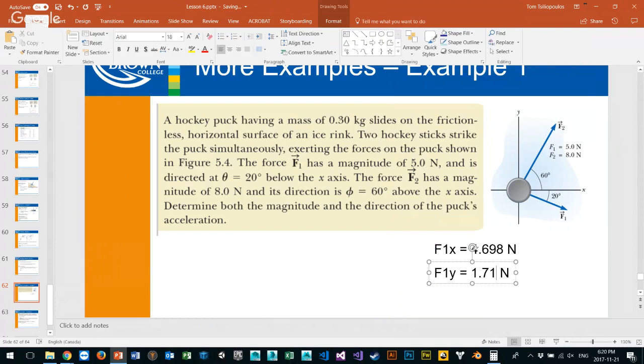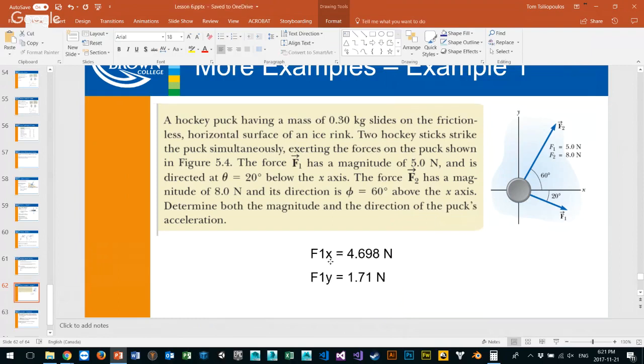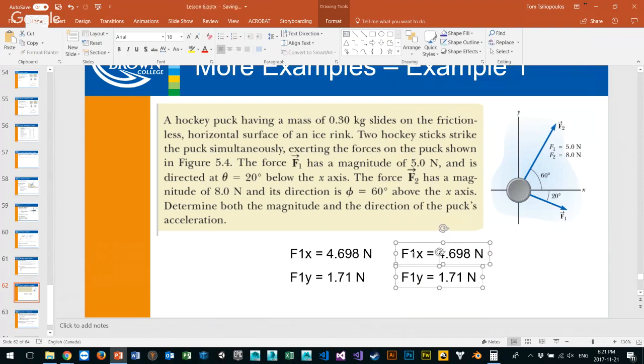But that's just for the components for F1. We also need the components for F2. So we can do the same thing. Let's take these components here, move them over to the side, copy them, and paste them over here. I can't move them together. Maybe again. Here we go. F2, x and y.